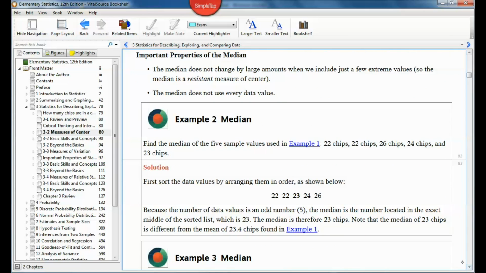All right, here's an example of finding the median. You see 5 data items. You see this middle data item here, that's the median, 23. Remember we found that the mean was 23.4. The median is 23. So you can see they're different, but they're around that same number.